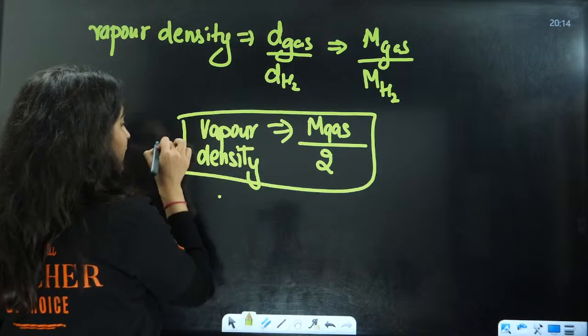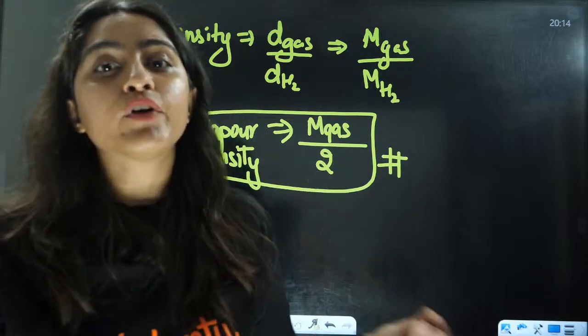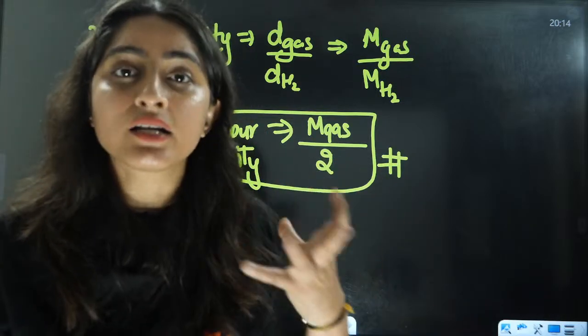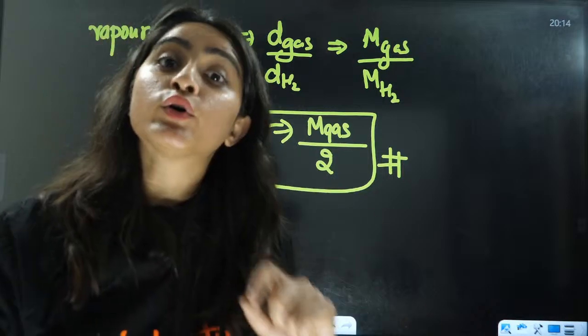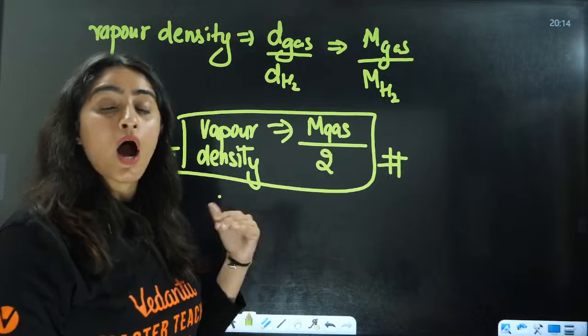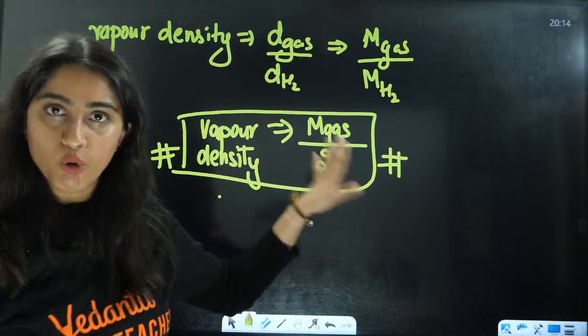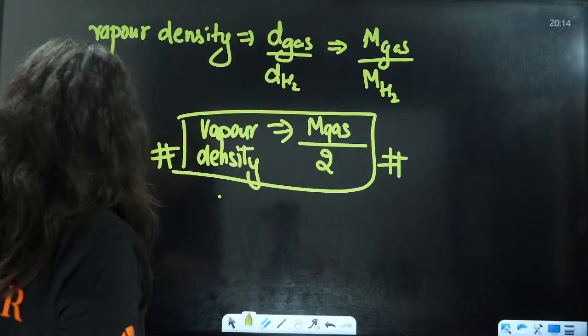Now, maybe they will not give you the molar mass of that compound directly. They will give you the vapor density. So how to calculate the molar mass? Vapor density multiplied by 2 is equal to the molar mass, right? This is the first formula.